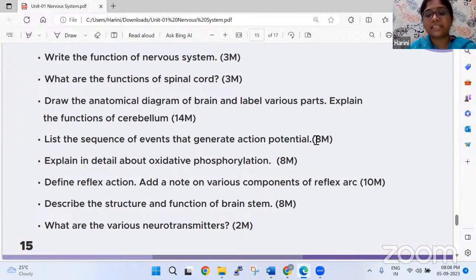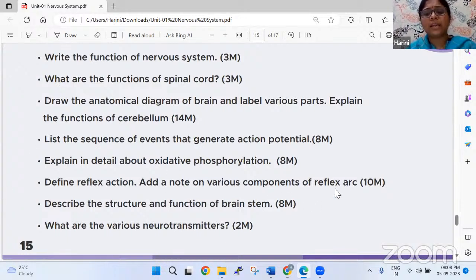The diagrammatic representation is very important. Next is: define reflex action, and add a note on various components of reflex arc. Okay, this again we have gone through. What is a reflex arc? It's an involuntary action taking place to combat the change or the sensory changes happening in the body.